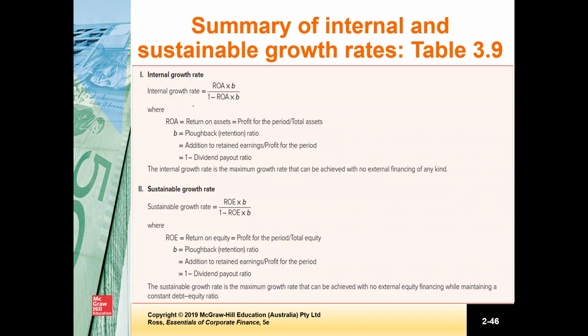So in short, this is how we calculate internal growth rate and sustainable growth rate. This is the end of our discussion on learning objective 3. The next video will be the last video this week, where we will be discussing some other issues, limitations, and pitfalls associated with ratio analysis and financial statement analysis.